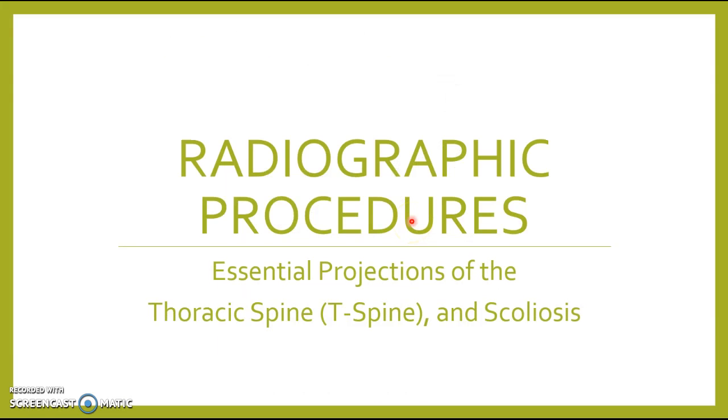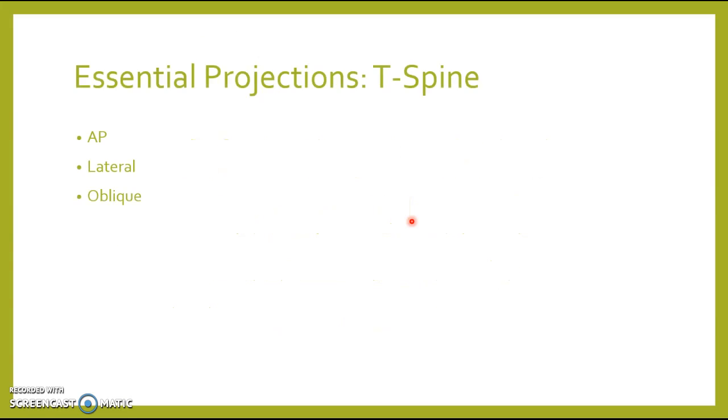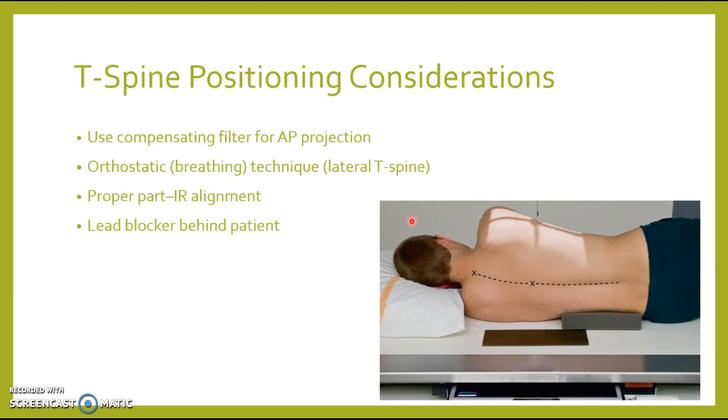So the procedures of the thoracic spine as well as for scoliosis. For the thoracic spine, we have the AP and the lateral as a routine. Oblique is also done to evaluate for the zygapophyseal joints. Now, special consideration for positioning. We should use a compensating filter for the AP projection or use the anode heel effect. For the lateral, we will use the orthostatic or breathing technique.